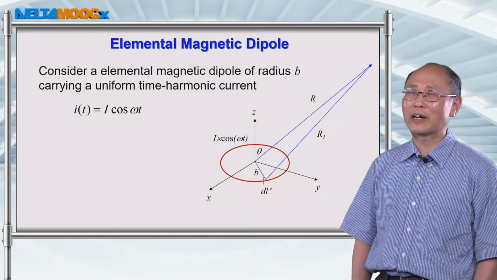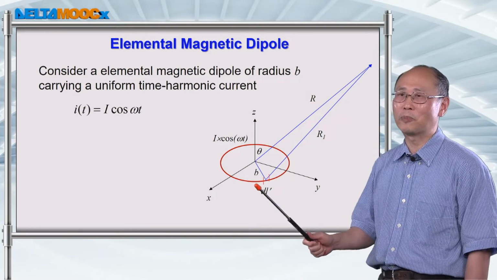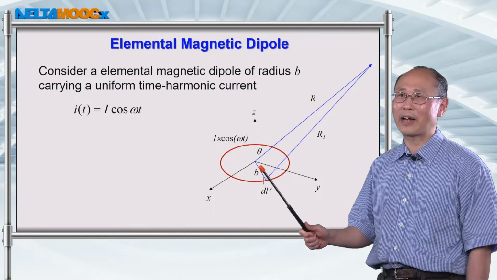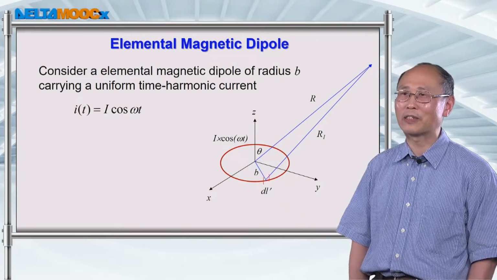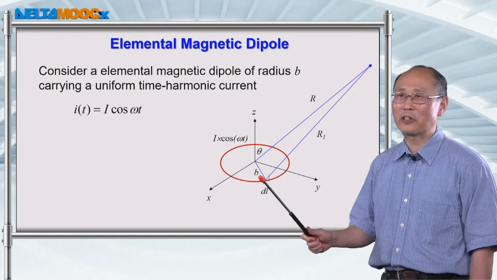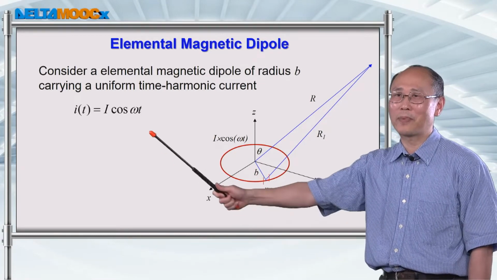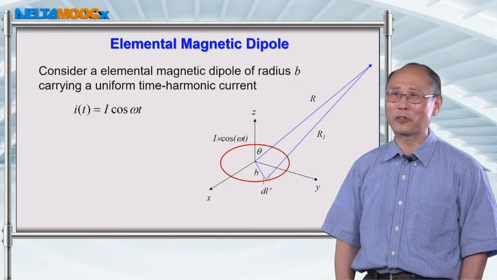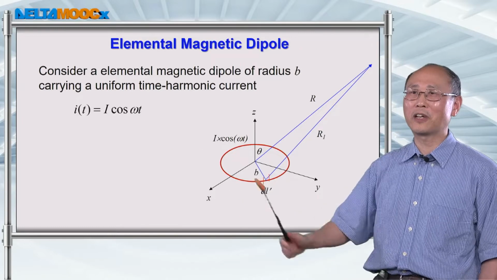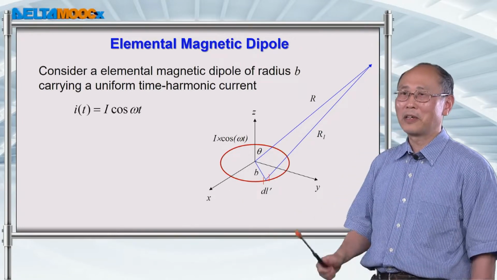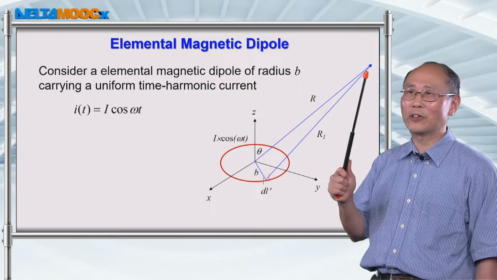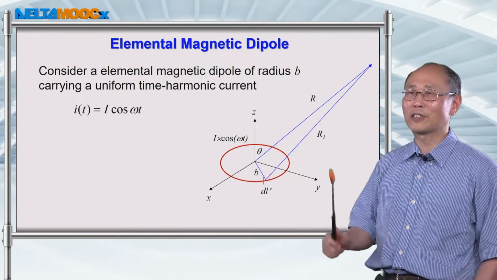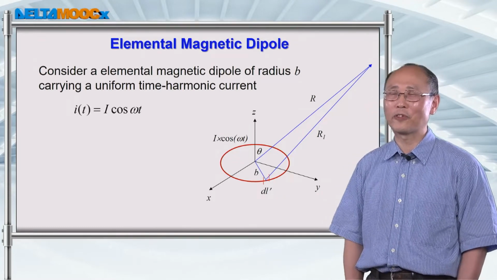So imagine that in space, you have a very small current loop, and this current loop is sitting at the origin of the coordinate. And there's a current running on this current loop given by this expression. There's an amplitude I multiplying with the cosine omega t. So this is the harmonic current. And we want to know the radiation field, a distance r from this current loop. And this r is much larger than the radiation wavelength.